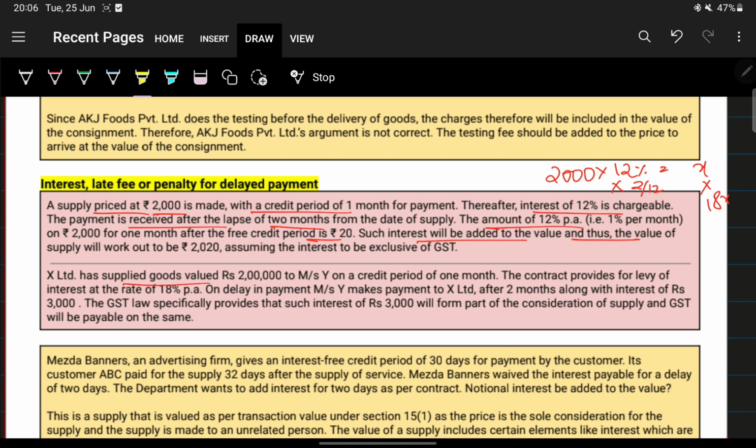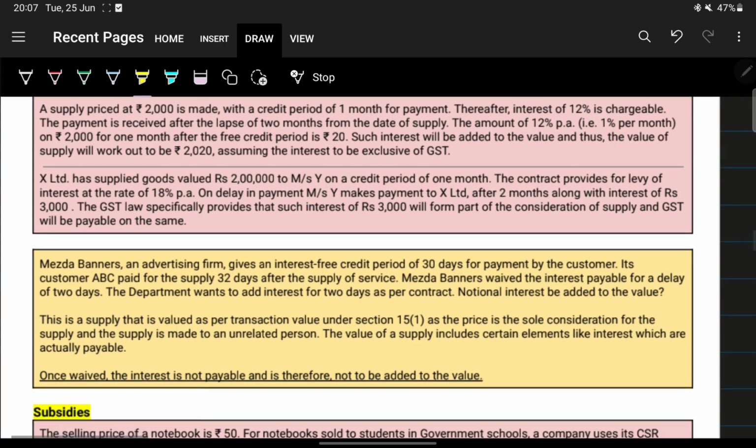Next, X Limited has supplied goods valued at 2 lakh to Miss Y on a credit period of 1 month. The contract provides for levy of interest at 18% per annum on delayed payment. Y makes payment to X Limited after 2 months, along with interest of 3000 rupees. So interest is 3000 rupees over here. The GST law specifically provides that such interest of 3000 rupees will form part of the consideration and will be payable on the same. Obviously that is correct, right? Next.